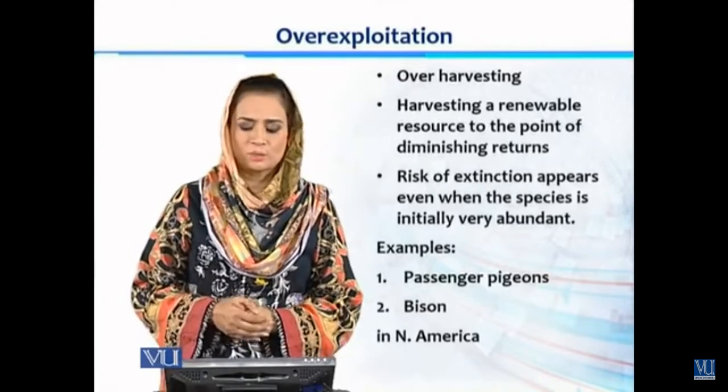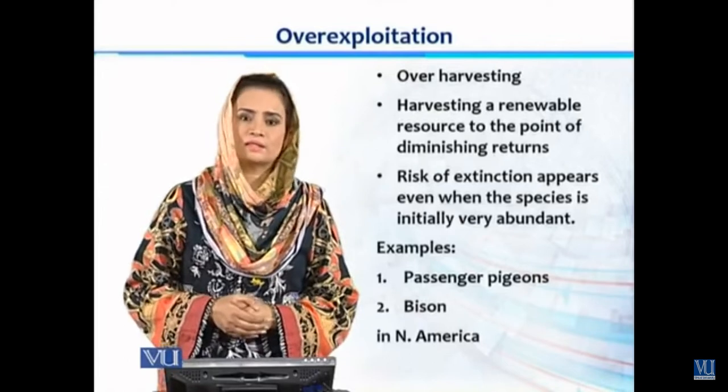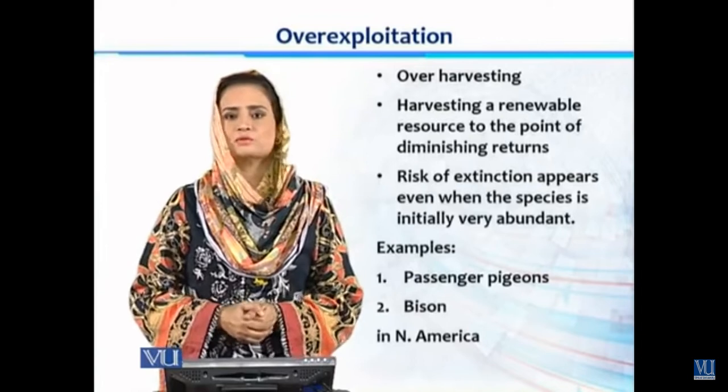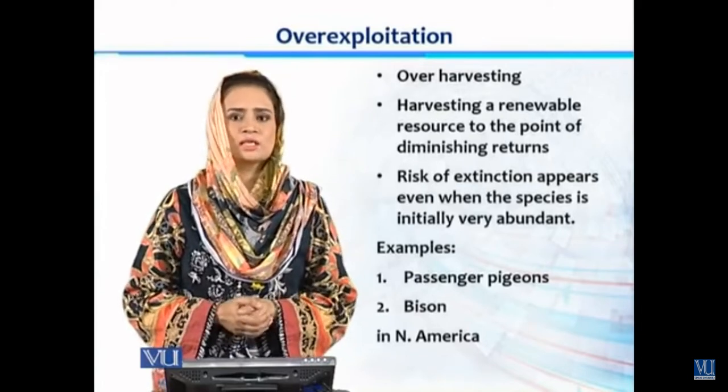So there is a risk of extinction which appears even if the species is present in abundance initially. But if one species is over-consuming, over-exploiting the resources, तो वो species जो कि abundance में भी हैं, उनके लिए भी ये एक risk generate हो जाता है कि वो अपनी point of extinction तक पहुँच जाएंगे.